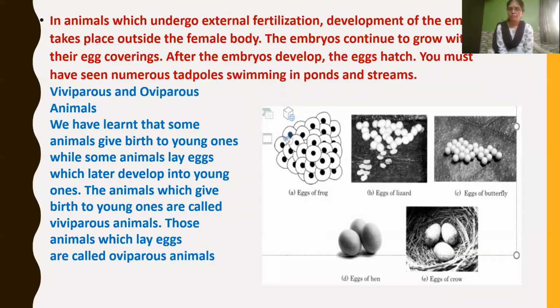On the basis of this, we have classified animals into two types: viviparous animals and oviparous animals. Then what are viviparous animals? The animals which directly give birth to young ones are called viviparous animals. And what are oviparous animals? Animals which lay eggs, and from which the young ones hatch out, are called oviparous animals.